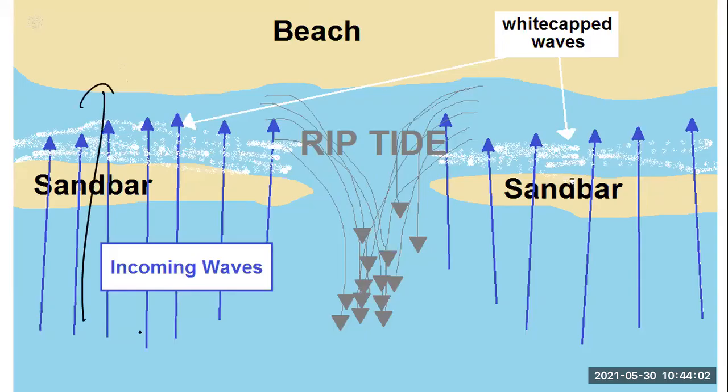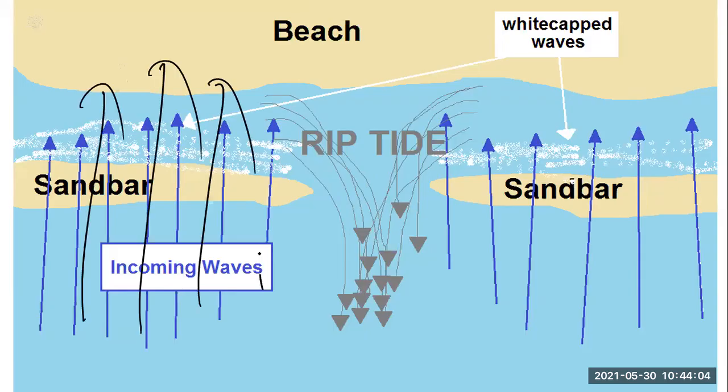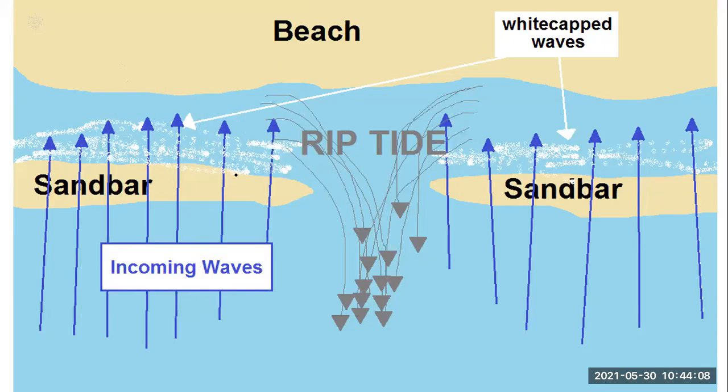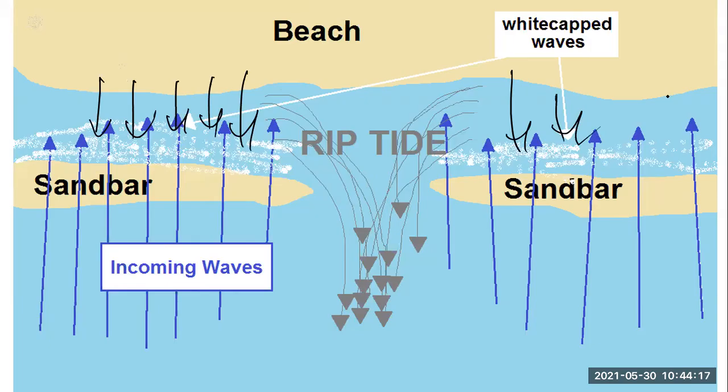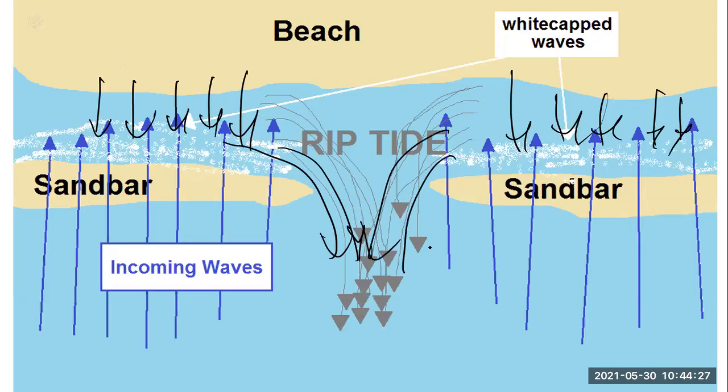The incoming waves will be approaching the beach region. This is the incoming wave. After the wave reaches the coastal region, the water will be flowing back towards the ocean. And when the water is flowing back towards the ocean, the sandbars create an obstruction. Because of the obstruction, the water will have a tendency to flow through the opening of the sandbar. Now, what is the problem?